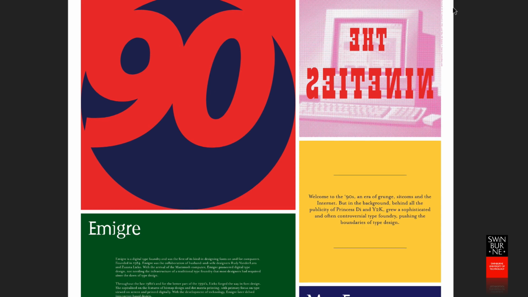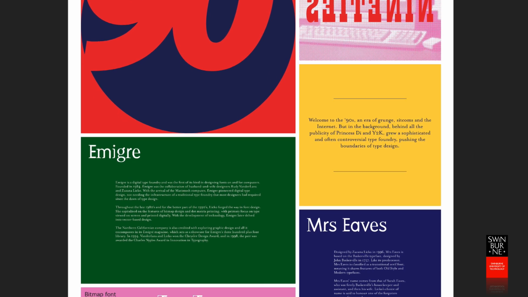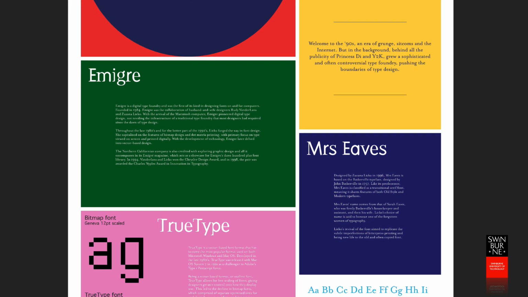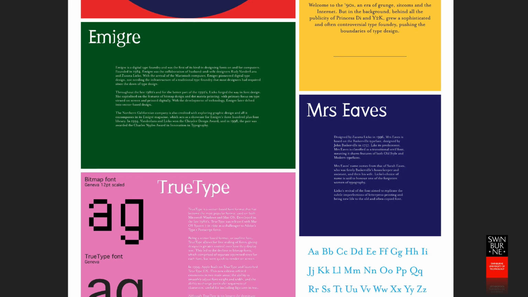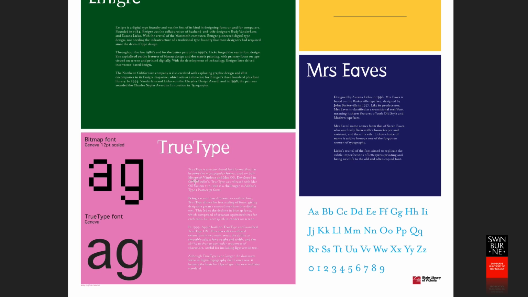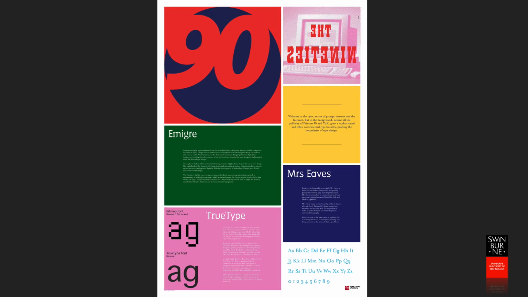And now we've got this one here featuring Mrs Eaves typeface in the 90s. Emigre was a digital type foundry, and TrueType is the type technology, and it is a beautiful layout, striking use of colour, and really works well across the room.